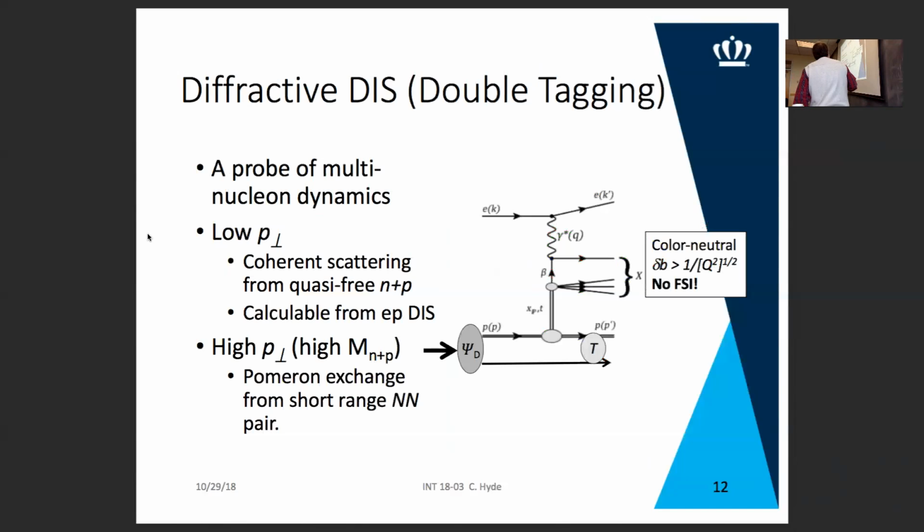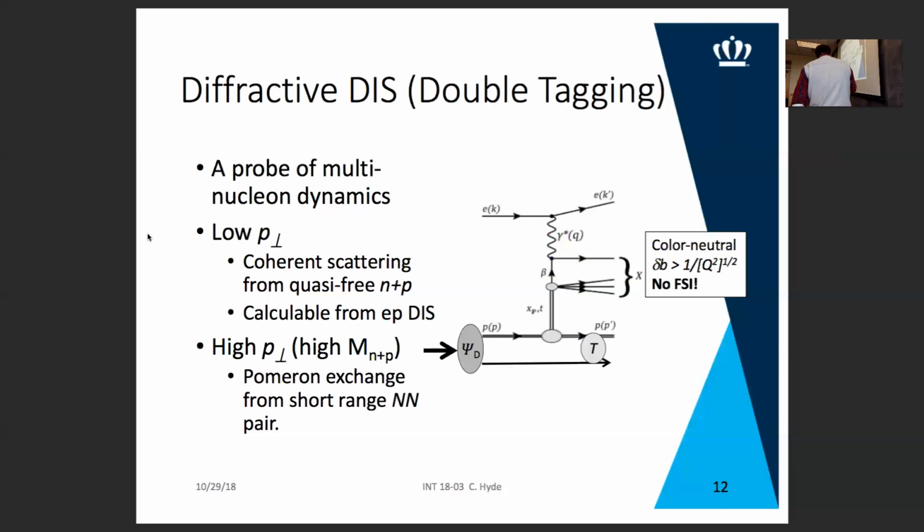So then, can we use this as a probe of the quark-gluon structure of that T matrix? If you're measuring at low relative momentum between the proton and the neutron, then by all the same arguments, it's just coherently scattering. You scatter off of an almost free neutron, or this connects to an almost free proton. And all of that is calculable from ep DIS, or ep diffractive DIS, because to the extent that this is purely isoscalar, it's exactly the same on the proton and neutron.